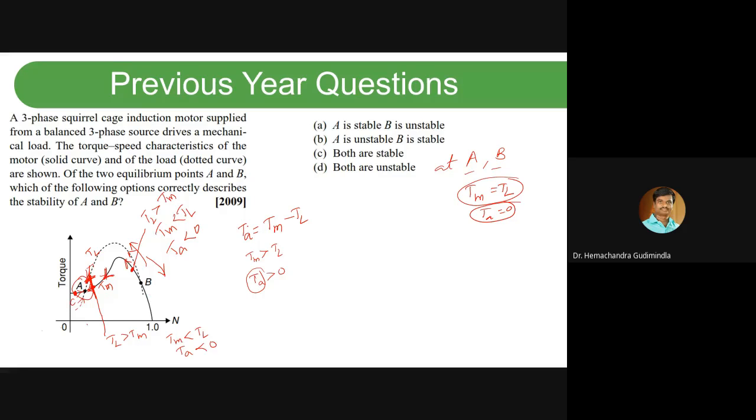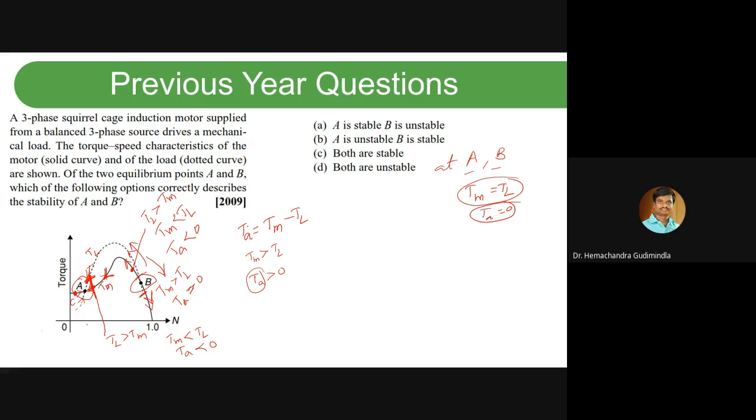Now if I take a point over here, what will happen? Here Tm is greater than TL, right? In this case, Ta is greater than 0. If Ta is greater than 0, that is acceleration, which means it will move towards this direction. So it is not settling at point B.